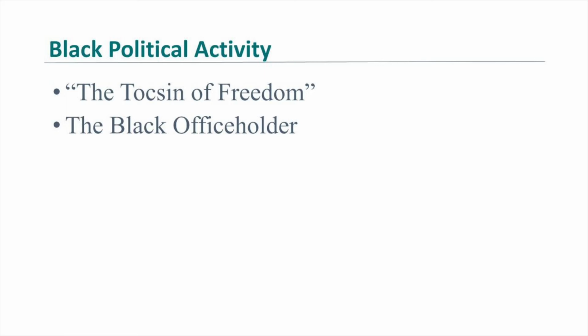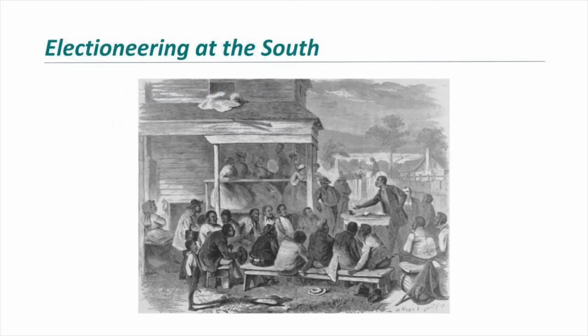Many blacks served in state legislatures, and more blacks than ever before held lower offices such as sheriff, tax assessor, and policeman. Most of these, by the way, were former slaves. Here's another Harper's Weekly engraving, Electioneering at the South, July 25th, 1868, depicts a speaker at a political meeting in the rural South. And you see women as well as men took part in these grassroots gatherings.